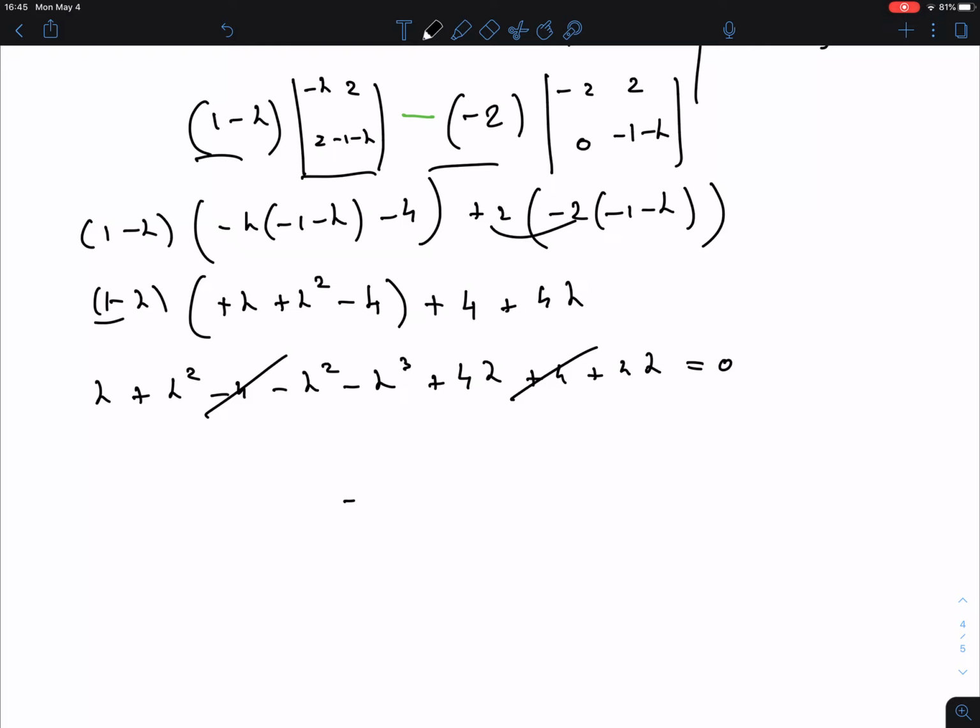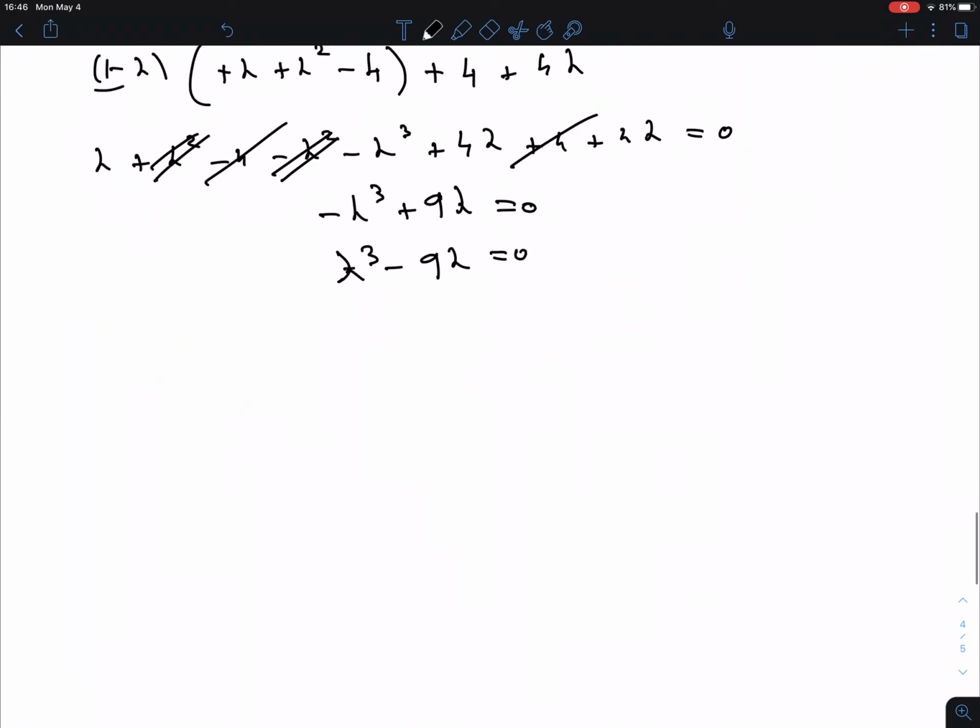And then what else cancels? This lambda squared cancels with this negative lambda squared. So what I'm left with is minus lambda cubed plus 9 lambda. But I'd like to bring everything to the other side to get a positive sign, so change the signs. Lambda cubed minus 9 lambda equals 0.